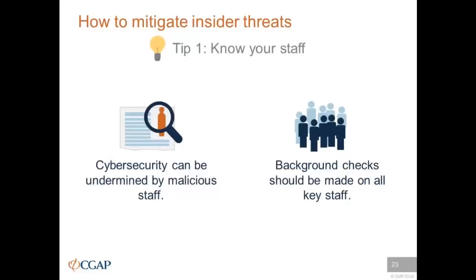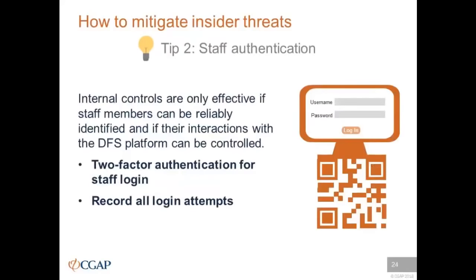And then it's not just about knowing your staff, it's about knowing precisely which staff did what. So this is all about staff authentication. An internal control is only effective if you can tie an individual staff member to an action on the DFS platform. So you need two-factor authentication. Require staff to log in, for example, using your username and password and an additional factor, such as a scannable QR code. Don't use SMS-based methods because, as we've already said, they can be captured. And staff in sensitive positions should probably be using something more effective like a key fob that generates temporary passcodes.